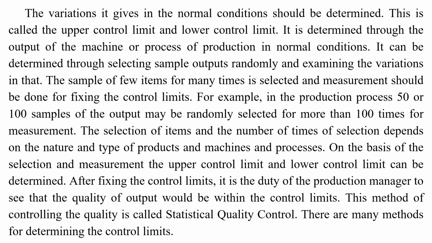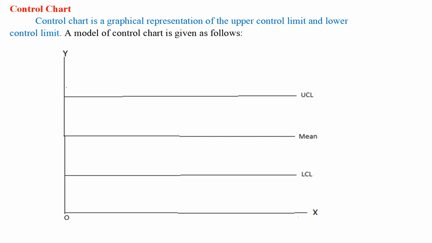After fixing the control limits, it is the duty of the production manager to see that the quality of output would be within the control limits. This method of controlling the quality is called statistical quality control. There are many methods for determining the control limits. Control chart. Control chart is a graphical representation of the upper control limit and lower control limit. A model of control chart is given as follows.